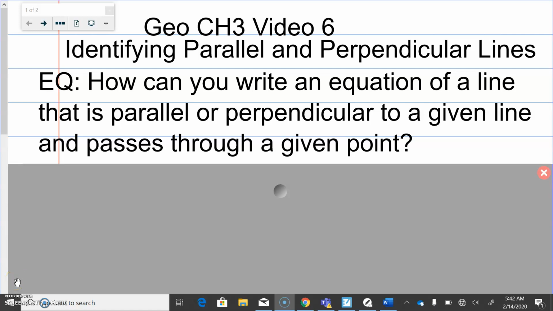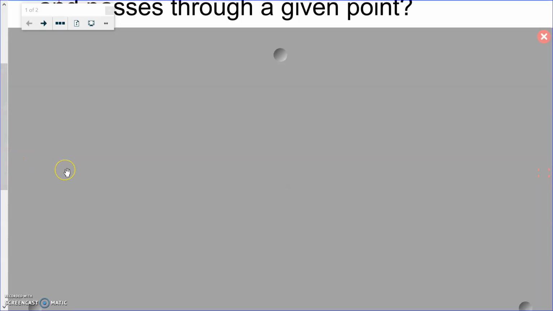Welcome back. This is Geometry Chapter 3, video number 6. We're looking at identifying parallel and perpendicular lines. Our essential question is how can you write an equation of a line that is parallel or perpendicular to a given line and passes through a given point? So there's a lot of verbiage there. We'll start getting into it shortly, but before we begin, we need a review.